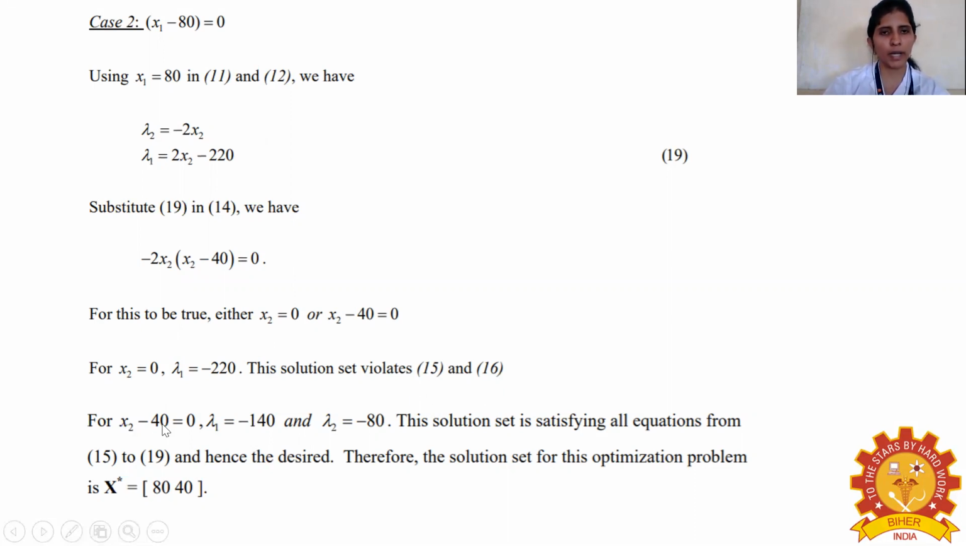And for x2 minus 40 equal to 0, we get lambda 1 to be equal to minus 140 and lambda 2 to be equal to minus 80. Okay, so this solution set is satisfying all the equations from 15 to 19, and hence we receive the desired solution. Therefore, the solution set for this optimization problem is x star equal to 80, 40.